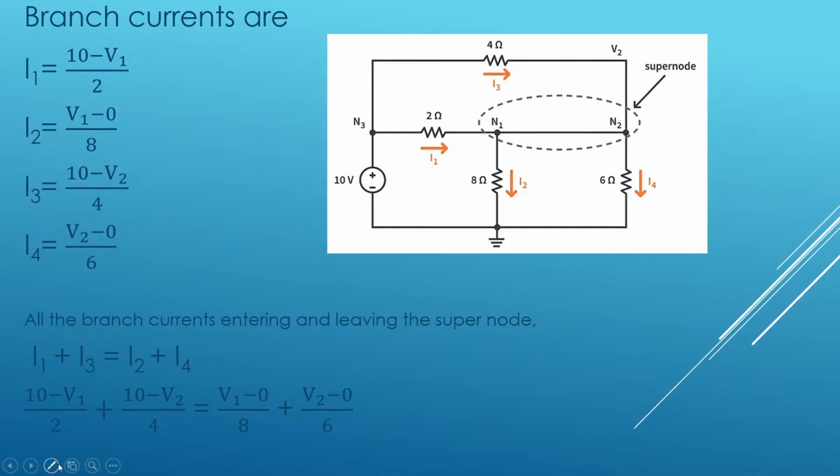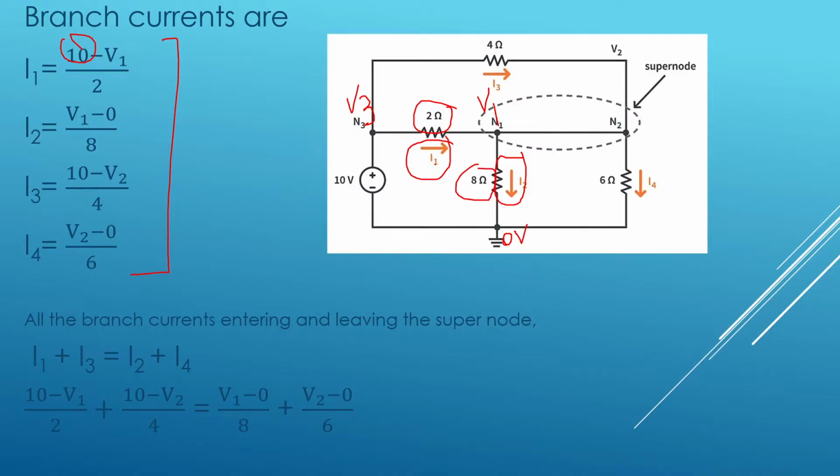So now let us determine the branch currents. I have simply written the branch current equations first, before applying Kirchhoff's current law. What is I1? I1 is V3 minus V1 divided by 2, and V3 is 10, so 10 minus V1 by 2. What about I2? I2 is traveling from V1 to the reference node, so I2 is V1 minus 0 by 8.